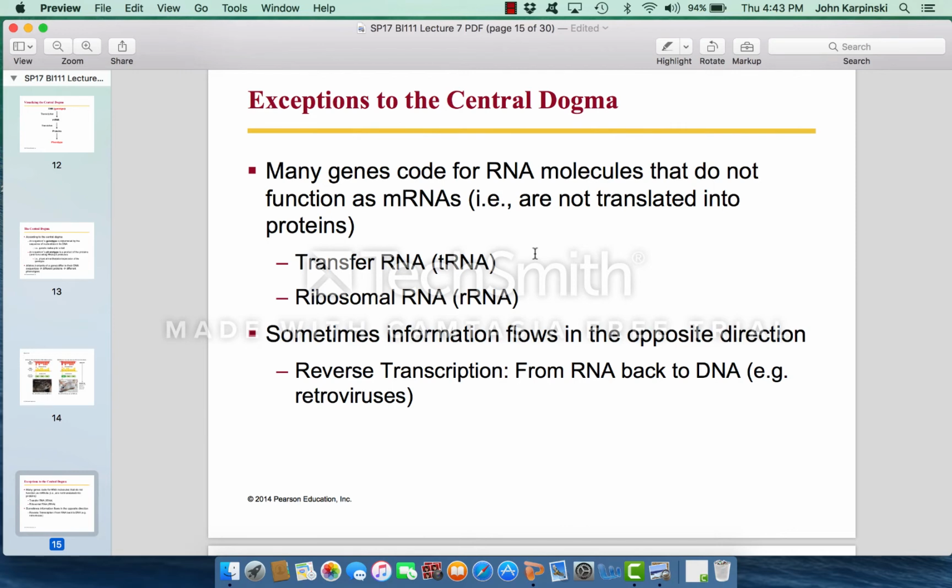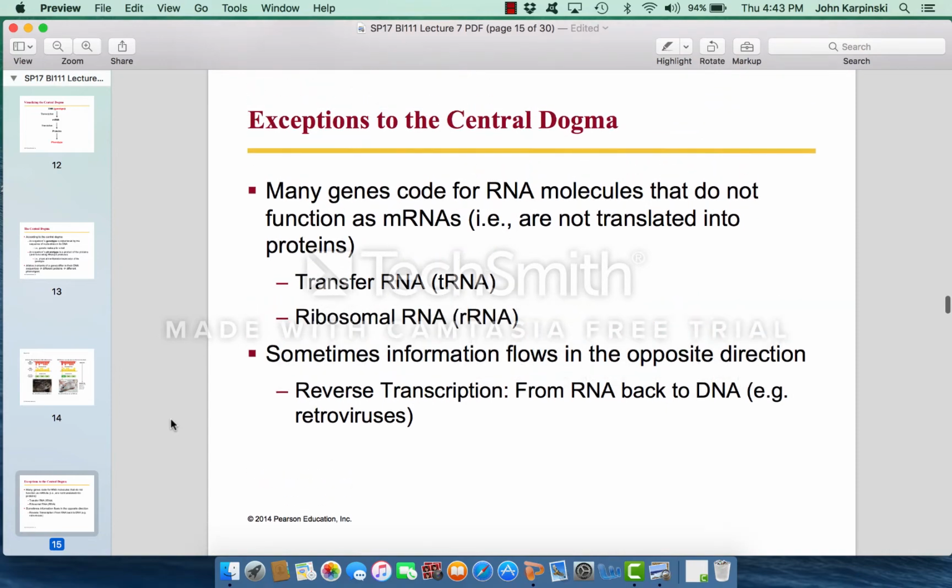With some organisms, there is a process known as reverse transcription. Forward transcription is DNA to RNA, but reverse transcription is RNA back to DNA. There are many retroviruses, a class or group of viruses, that actually use this process, RNA to DNA. It seems unusual, but among viruses, it's a mechanism that is common.